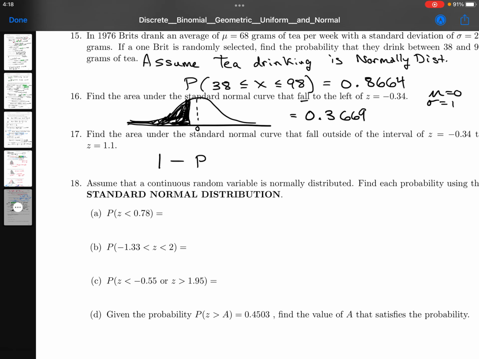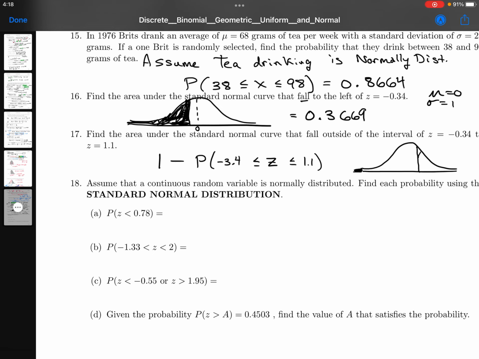Find the area under the standard normal curve that falls outside. So that's 1 minus the probability that it falls in between. So my lower limit for the inclusion is negative 0.34. Right, if you think about this, negative 3.4 is way over here. So we want just that little bit, which is almost nothing.